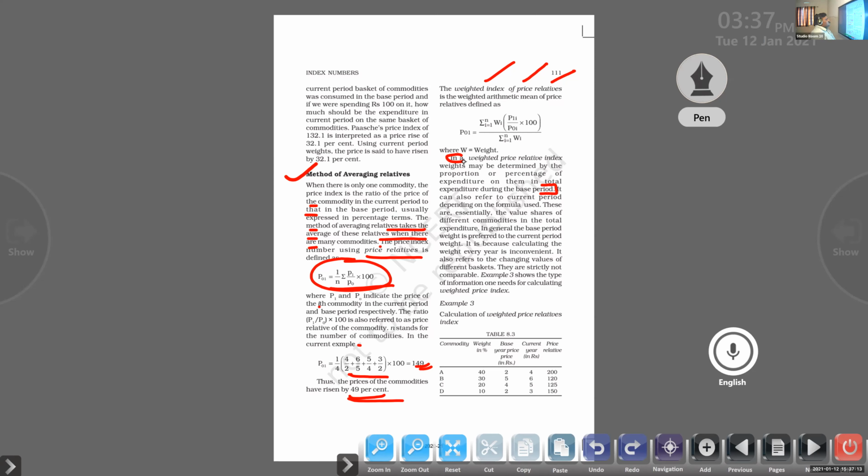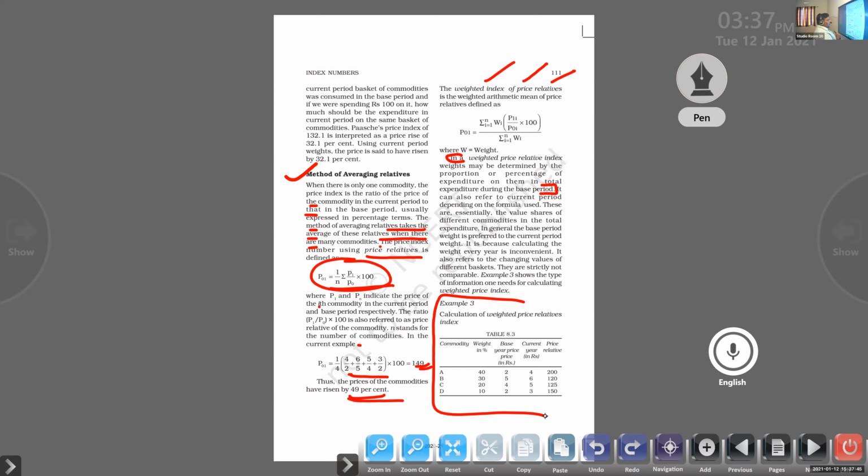It also refers to the changing values of different baskets. Here also the concept is the weight of the commodity and the change of price in different years. It is inconvenient to calculate that every year, so we are using this method. Example 3 shows the type of information one needs for calculating the weighted price index. These many details are necessary to calculate the weighted price index.